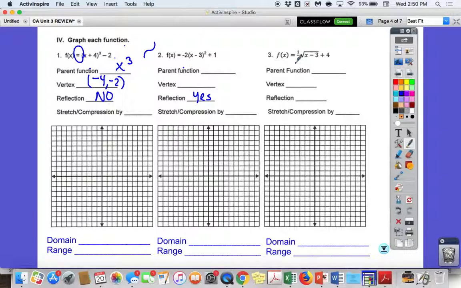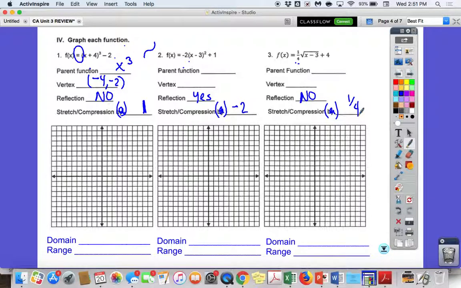This one, it's positive, so nope, not reflected. Now, this stretch or compression business, on the test, I actually have an A in parentheses. So I'm just wanting that A value that's out front. On this first problem, that's an understood 1. On this first one, that's a -2. On this one, that's a 1/4. So I just want the number out front, that thing that acts like slope. That's all I'm after. Then you should be able to go through and graph them all.